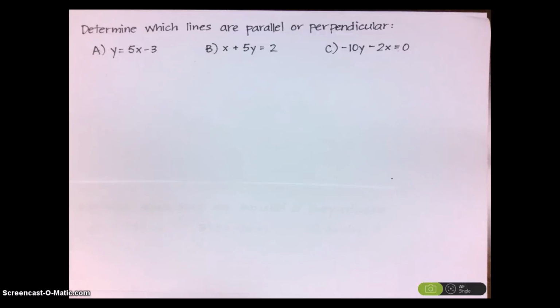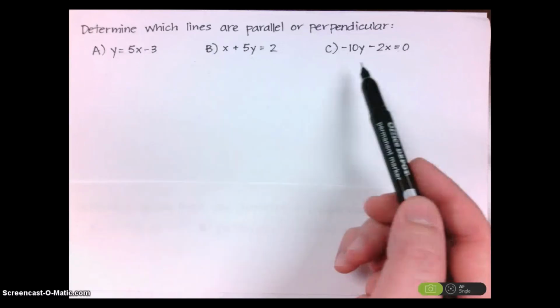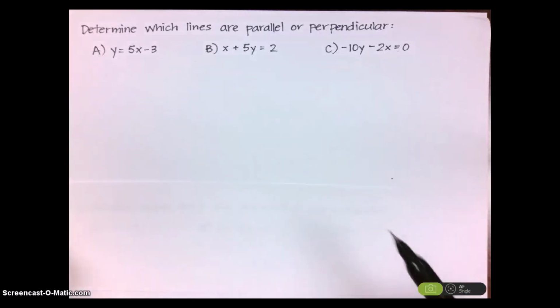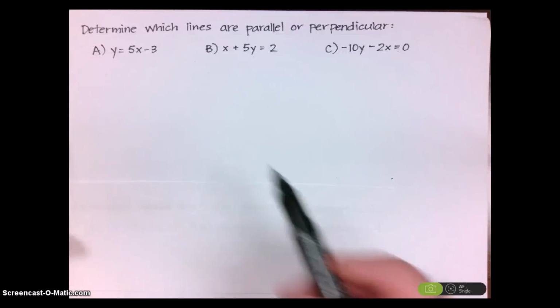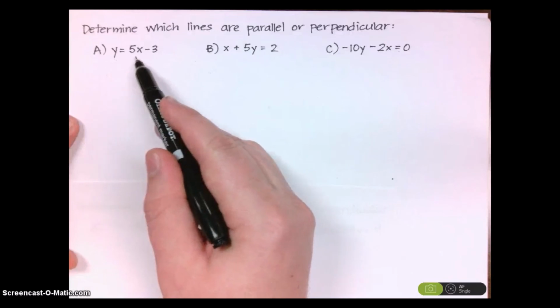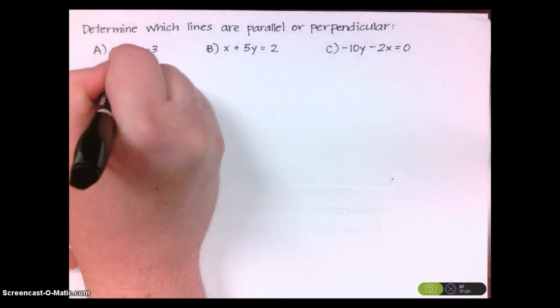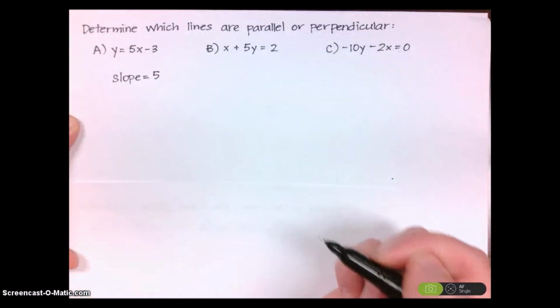So the last thing that we're going to look at now is looking at 3 different equations, and what we're going to determine is if any of them are parallel to one another or if any of them are perpendicular. So to do that, we basically need to look at their slope. And for that, we need them all to be in slope-intercept form. So looking at the first one, equation A, y is equal to 5x minus 3. And as you can tell, we already know the slope. It's in slope-intercept form, so the slope of this line is +5.